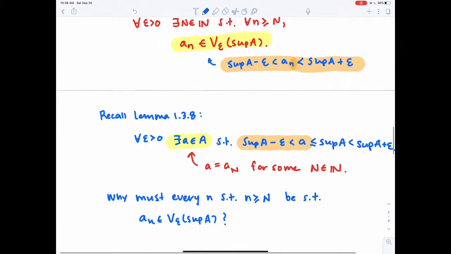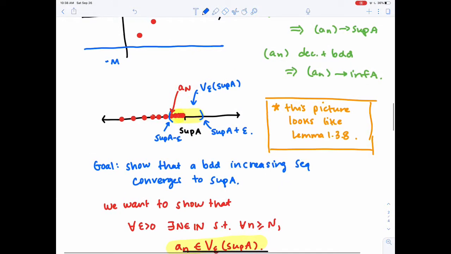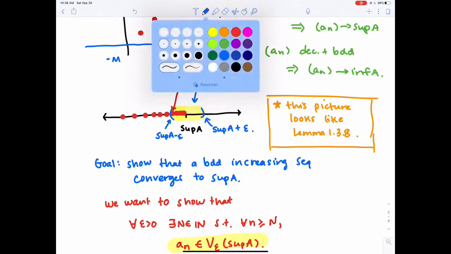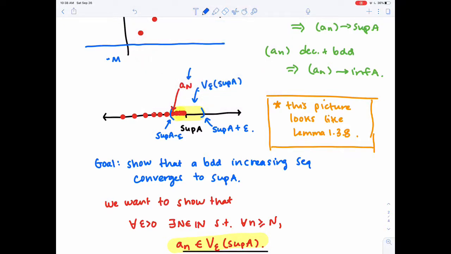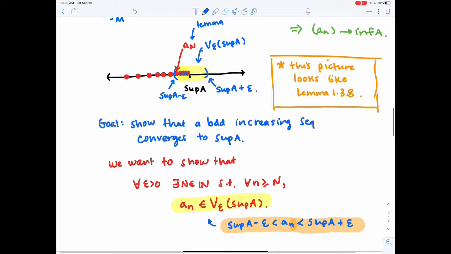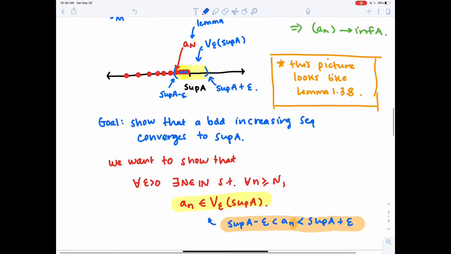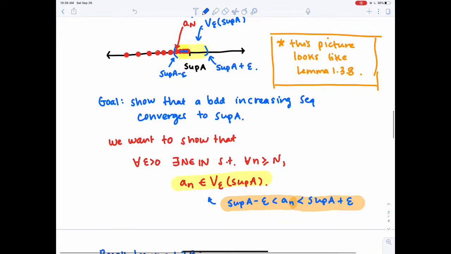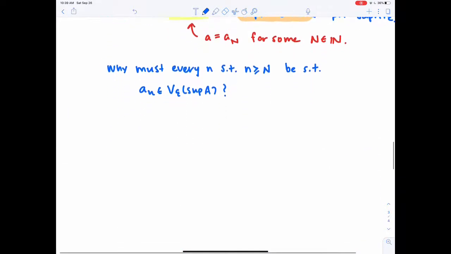Let's go back up to our picture here. What we've been able to do is we get an AN just using the lemma. So we get this AN right here by the lemma. Why is it that when I pick another term that comes later, so one of these guys or these guys, that I know I absolutely have to be in the neighborhood? What other condition do we have? Well, we know our sequence is increasing. So once AN makes it into the neighborhood, the rest of the values have to be larger than AN. And we know that they still have to be less than sup A because sup A is by definition an upper bound for your set.